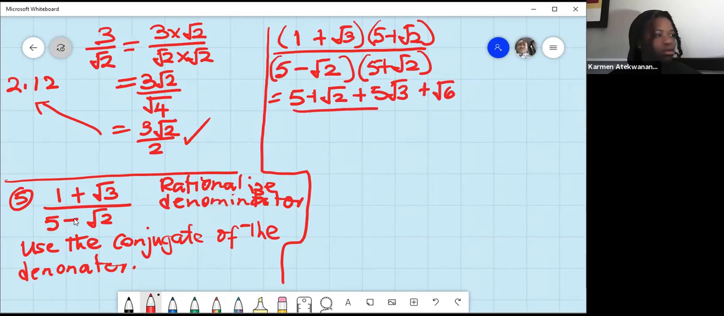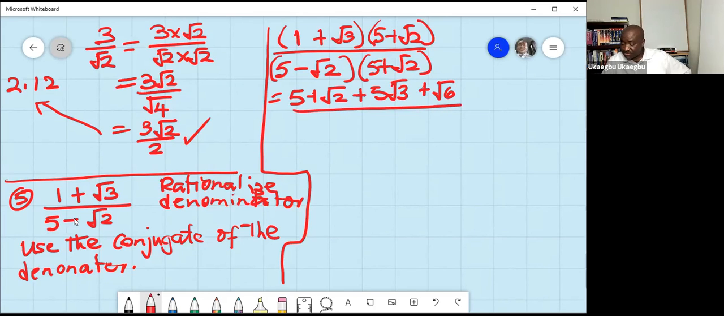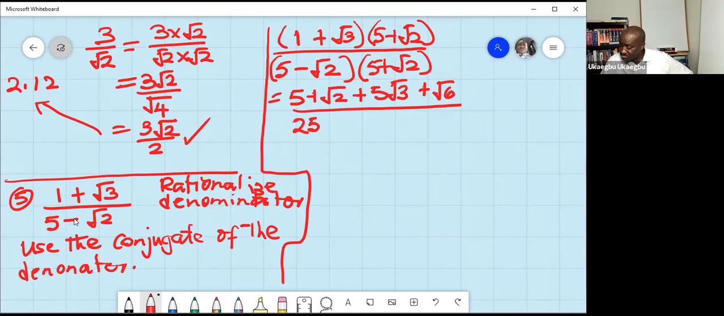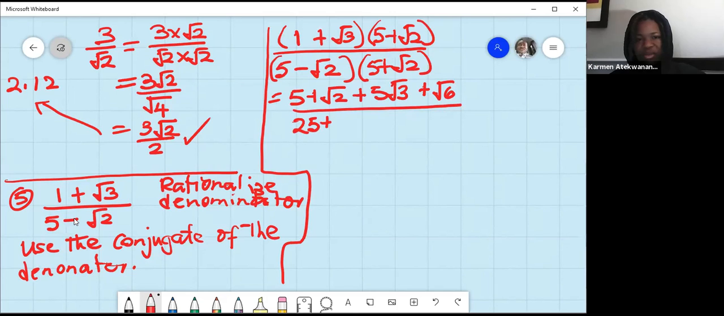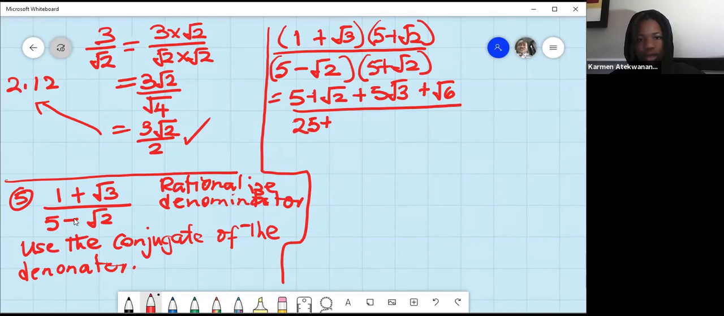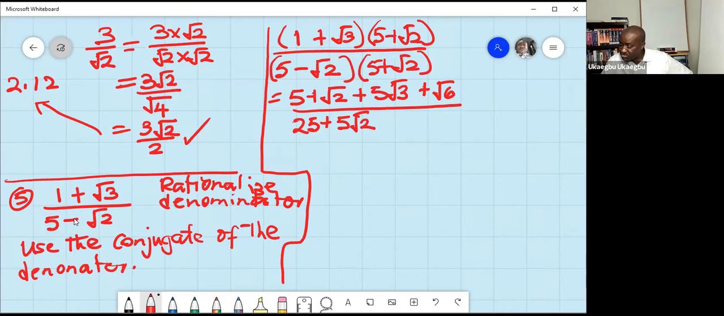Then we do the same thing on the denominator. 5 times 5 is 25. Then 5 times plus square root of 2. Shouldn't it be minus? No, we started with 5. Because 5 is positive, it has to be positive. So it has to be 5 square root of 2.